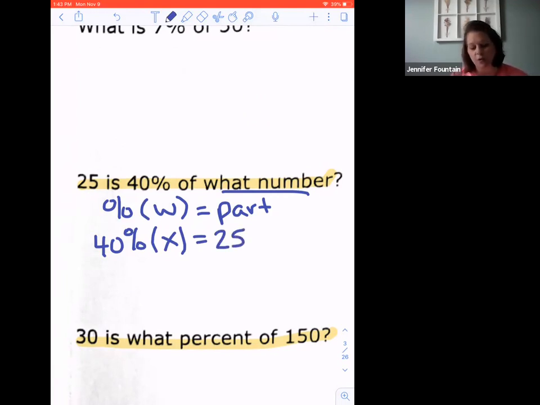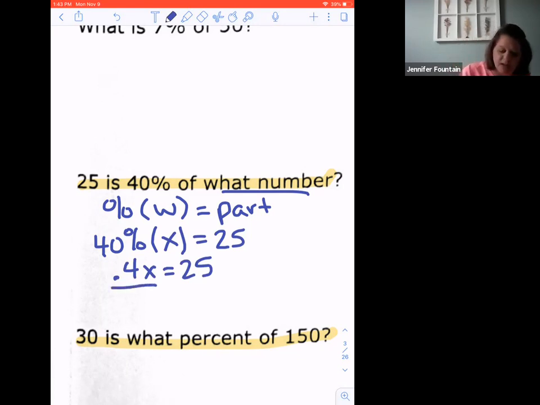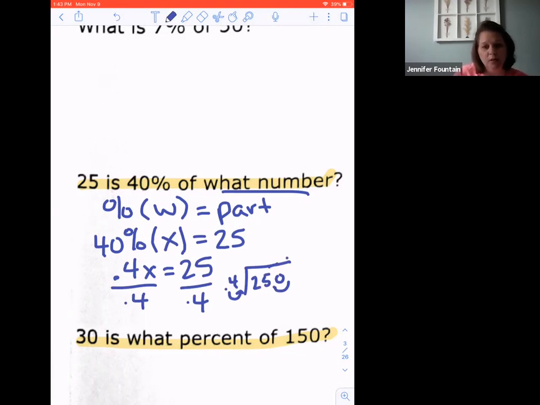First step is to convert my percent to a decimal. So 0.4 times X is going to be 0.4X equals 25. 0.4 and X are being multiplied, so I need to divide by 0.4, divide by 0.4. So I've got 0.4 into 25, move my decimal one time, move my decimal one time here. So now I'm dividing 4 into 250.